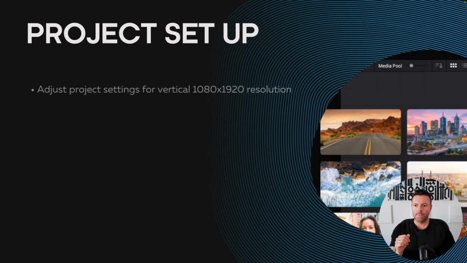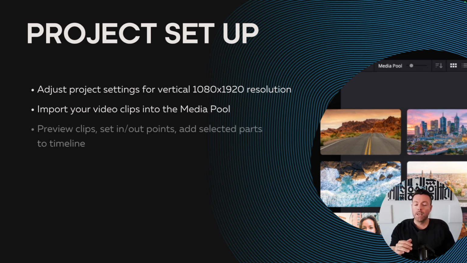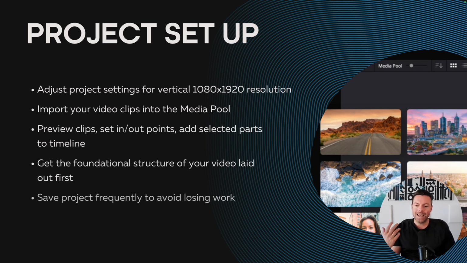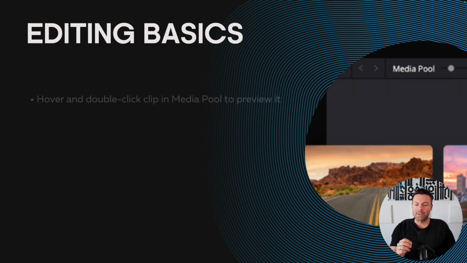Let's talk about the project setup now. So you want to adjust project settings for vertical, 1080 by 1920 resolution. Okay, import your video clips into the media pool, preview the clips, set the in and out points, and then add selected parts that you want to the timeline. Get the foundational structure of your video laid out first, and then save your project frequently to avoid losing work. We don't want that.